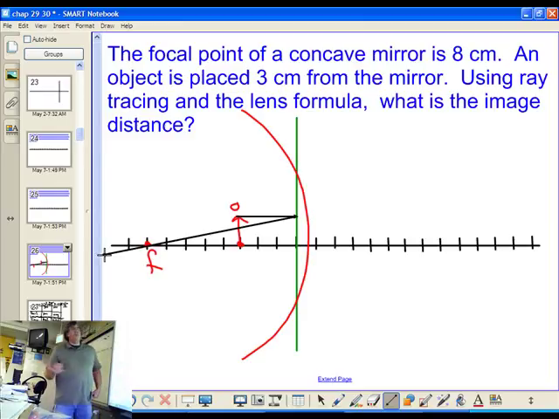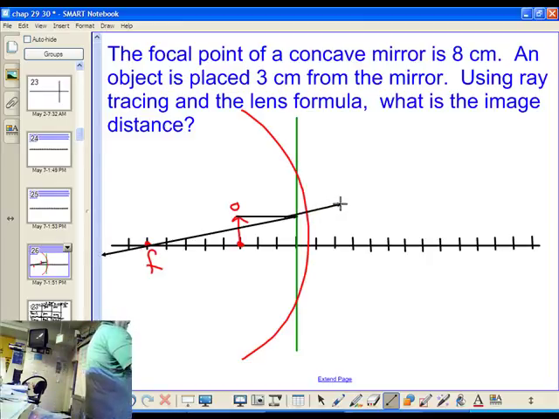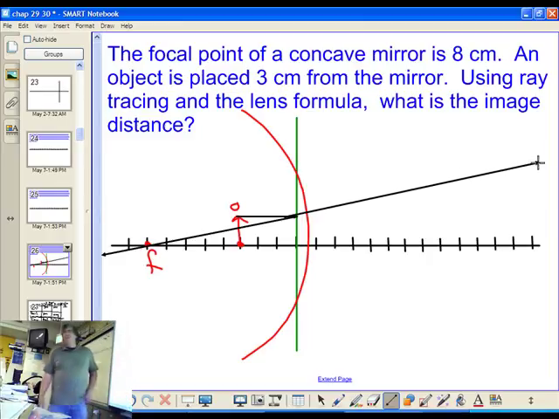Now, if I didn't know this was going to be a virtual image, I would just draw it like that. But I do know it's going to be a virtual image, so I'm going to backtrack it into the mirror. We always backtrack the reflected ray. This next ray, you would say, well, if I draw it through the focal point, it's not going to hit the mirror. But remember, there's another part of that: through the focal point or from the focal point.